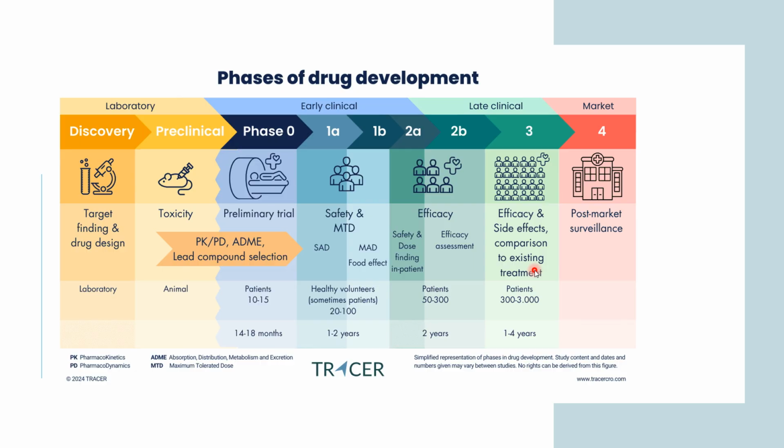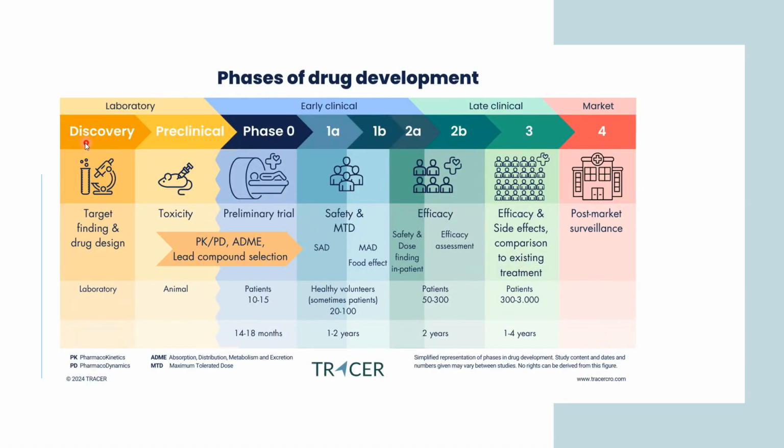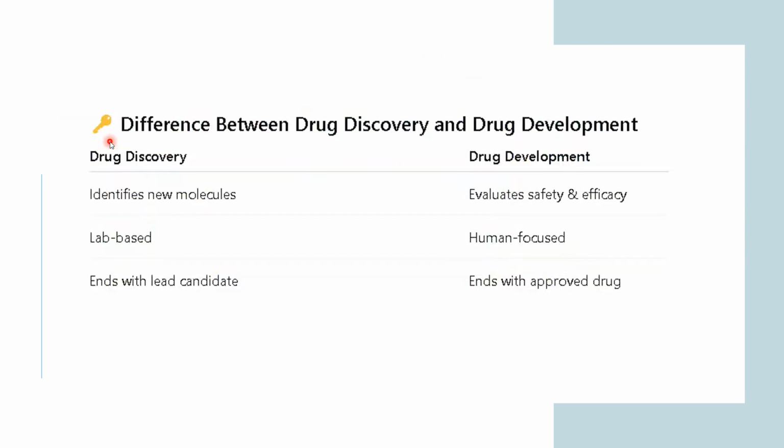Okay. So now we will go through the difference between drug discovery and drug development. As we have already seen in the table, drug discovery is the first stage, that is identifying the lead compound. You identify the new compound, and it is solely lab based, it doesn't involve any human or animal tests, and it ends with a lead candidate.